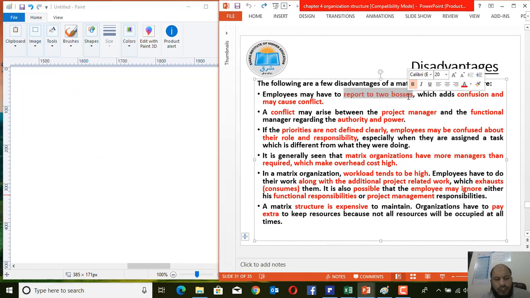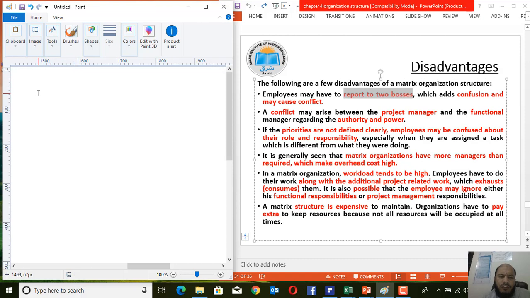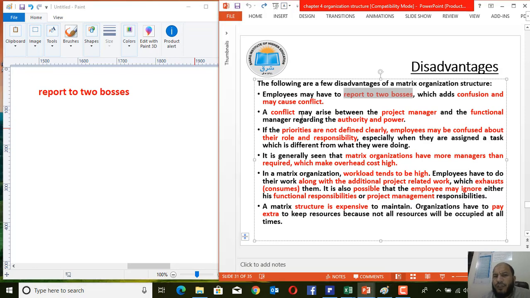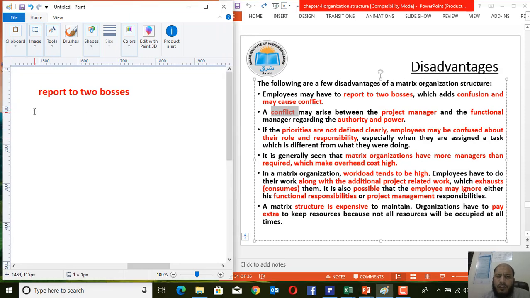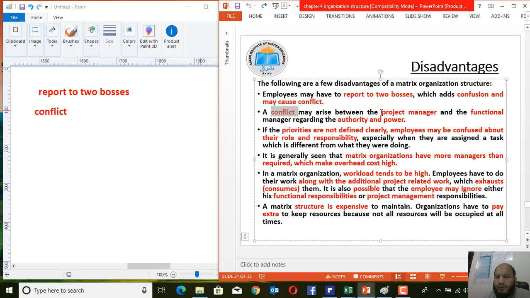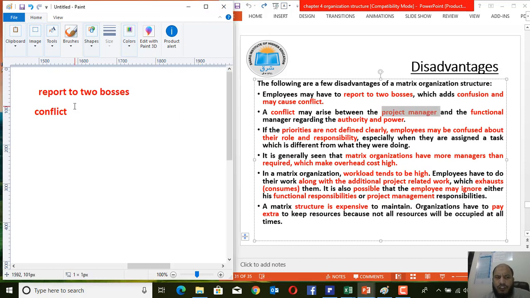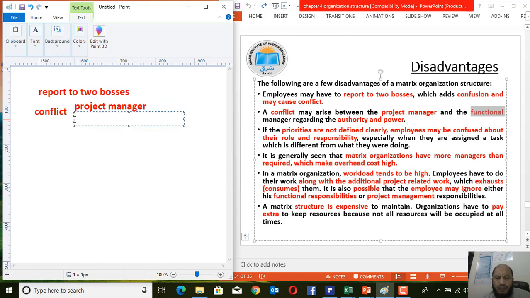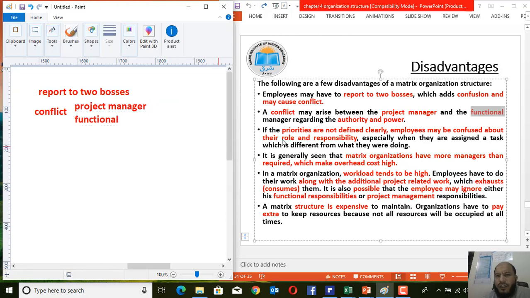One of the disadvantages is that employees will report to two bosses, and sometimes they may become confused about to whom they have reported and to whom they haven't. Sometimes conflict will arise between the project manager and the functional manager. This conflict is always over authority.